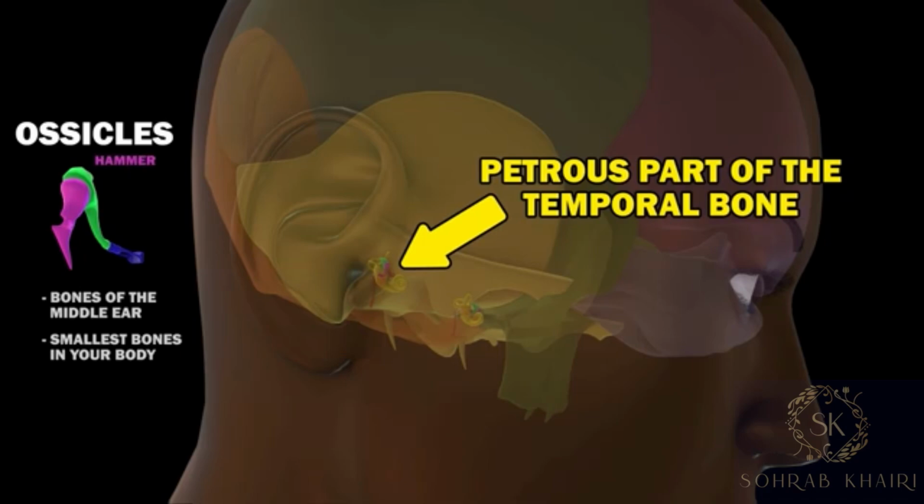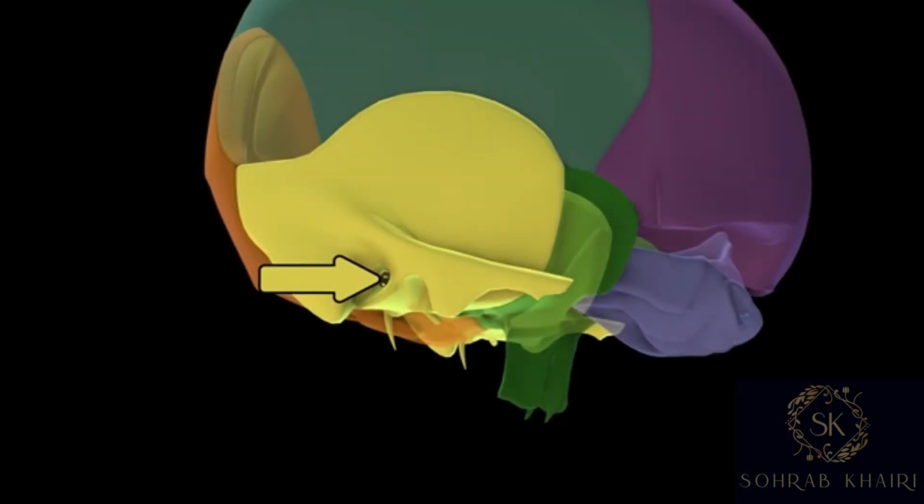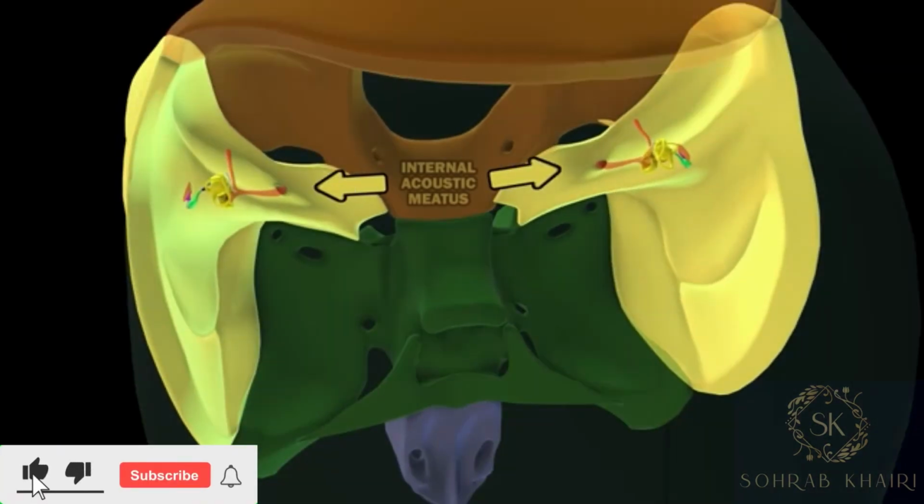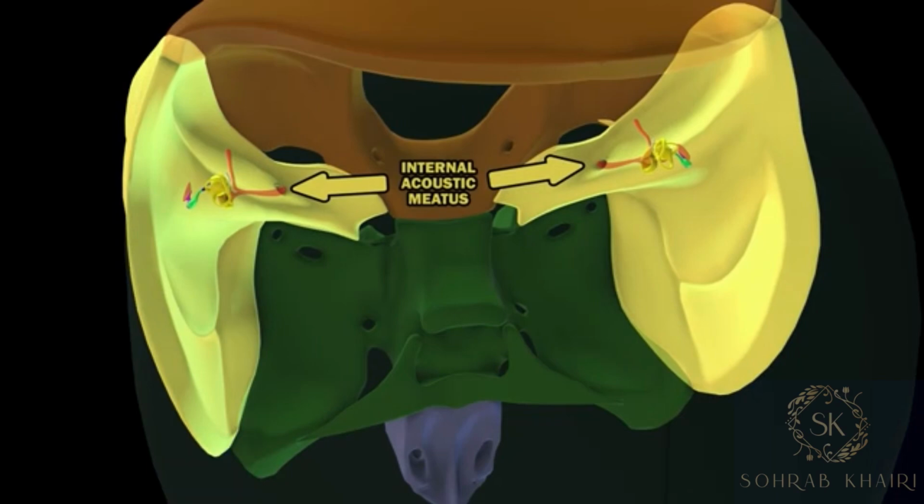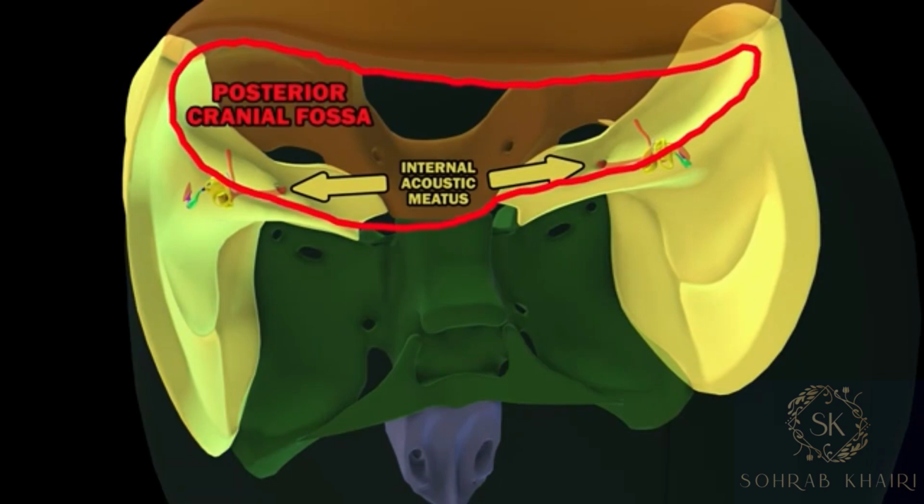These bones include the hammer, anvil, and stirrup, also called the malleus, incus, and stapes. The ear canal, which joins the outer and middle ears, is known as the external acoustic meatus. There is also the internal acoustic meatus, which is a tube running from the inner ear to the back of the skull, to what's called the posterior cranial fossa. The 3 fossae of the skull will be discussed in a later video.